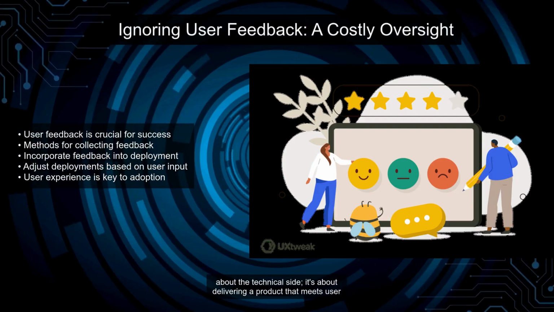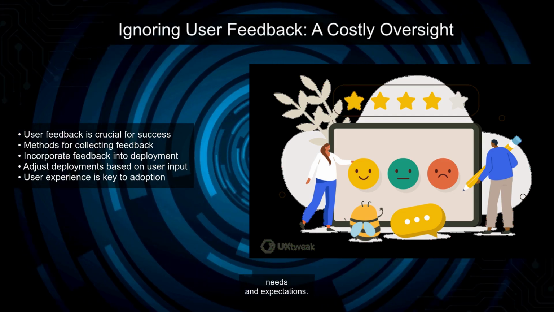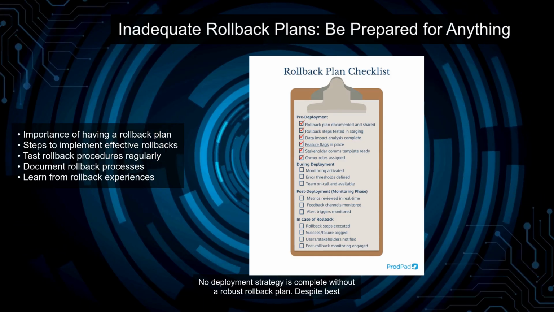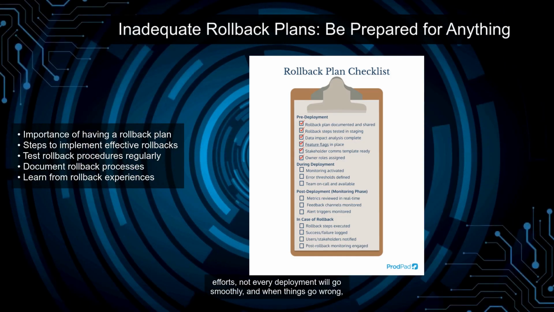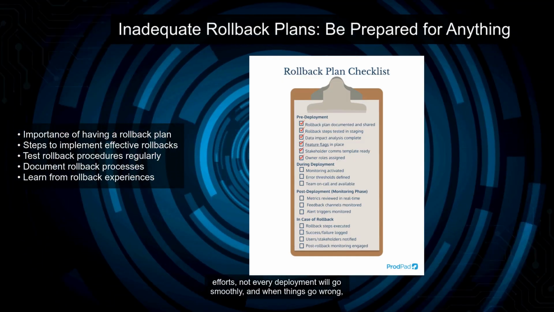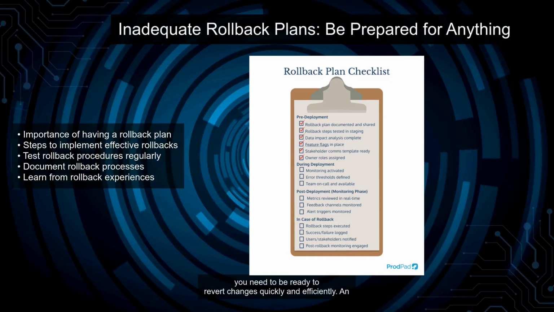Remember, a successful deployment is not just about the technical side, it's about delivering a product that meets user needs and expectations. No deployment strategy is complete without a robust rollback plan. Despite best efforts, not every deployment will go smoothly, and when things go wrong, you need to be ready to revert changes quickly and efficiently.